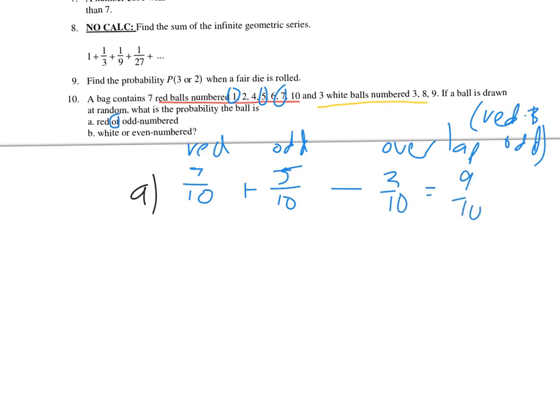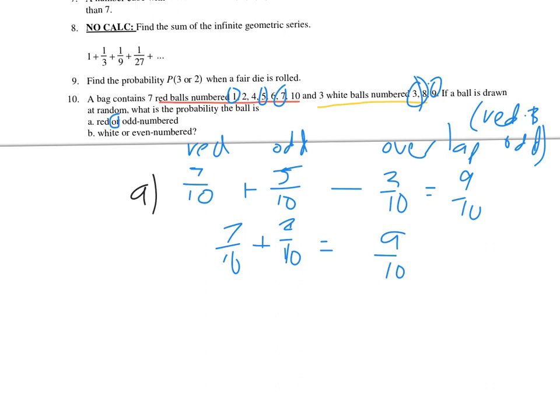Another way that some people do this is they just take the 7 out of 10 for the red, and then they only add the odds that were not in that, so not the 3 and the 9 over there, so it's going to be 2 out of 10, and that gives us that same answer. So that's an alternate way to do it.